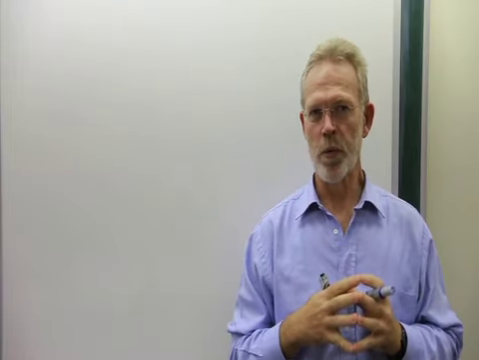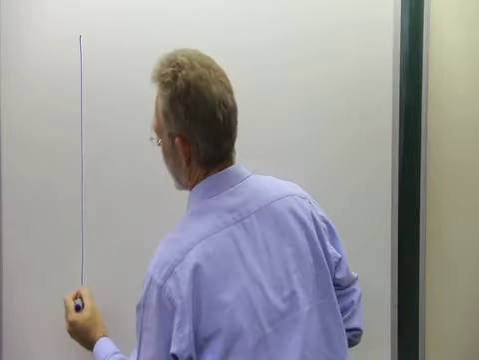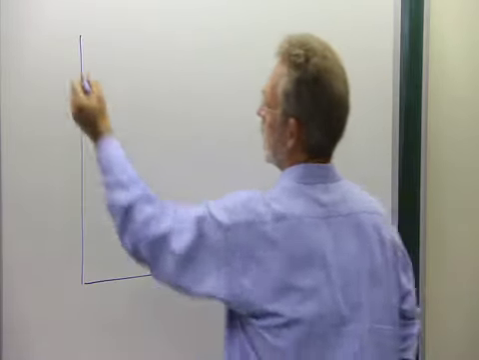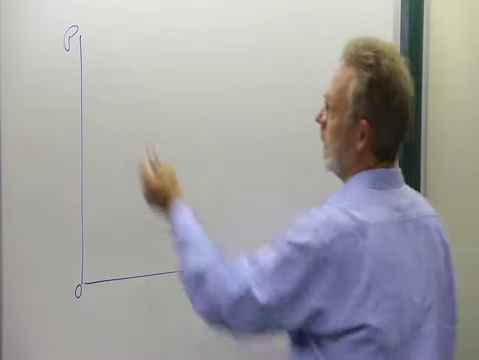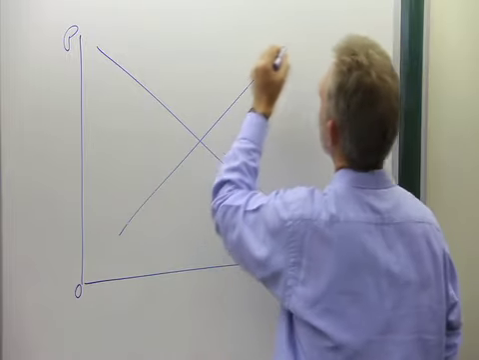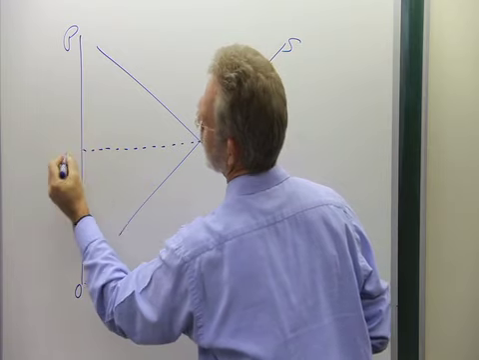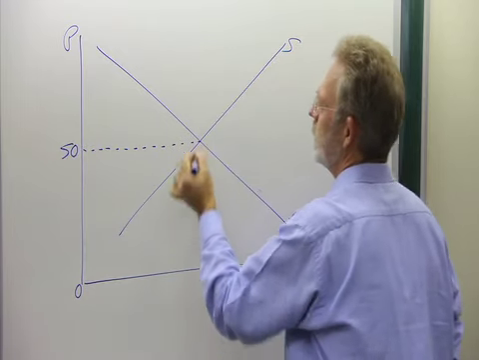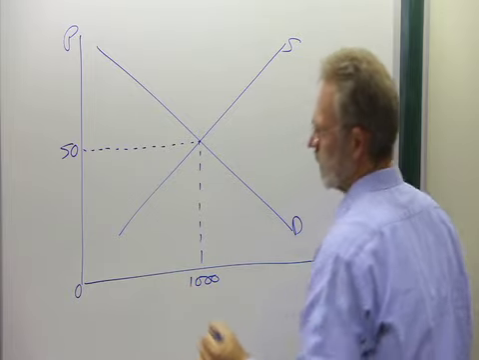We're going to use the market for t-shirts to explain the impact of the imposition of an import tariff. We start by drawing a diagram of the market for t-shirts. On the vertical axis, price, horizontal axis, quantity, demand curve, and the supply curve. And where the two intersect, we have equilibrium. Let's assume equilibrium price of 50, equilibrium quantity is 1,000.